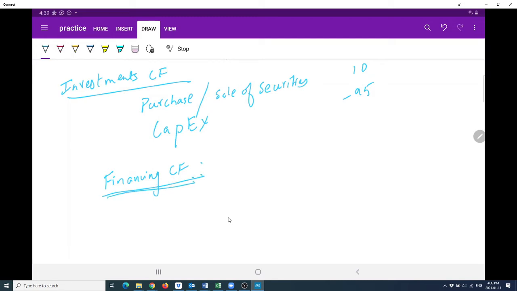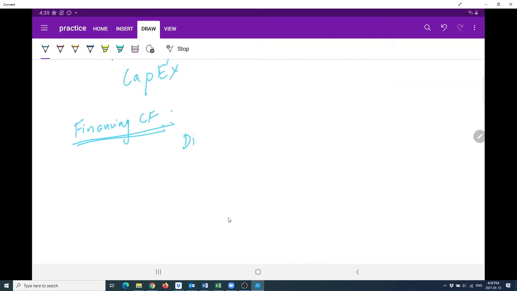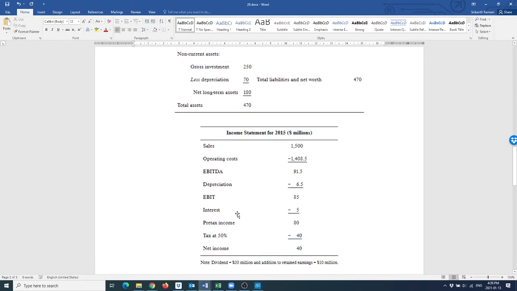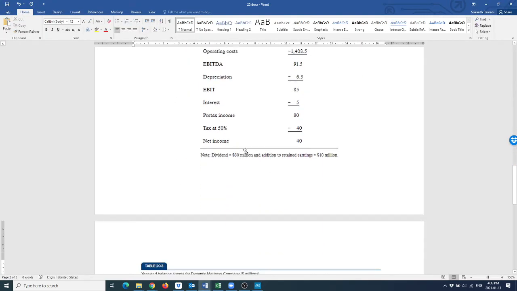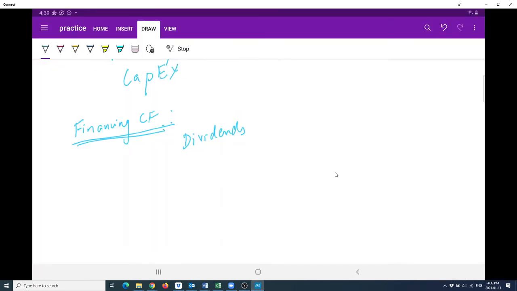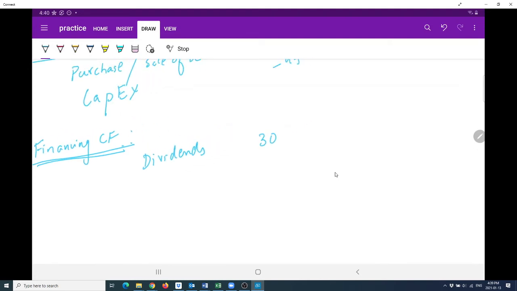For the financing cash flow, the first thing you can think about is your dividends. Has the firm paid any dividends? Here it does mention that the dividend is $30 million and the addition to retained earnings is $10 million. So dividends is 30 million. And what else is being financed?